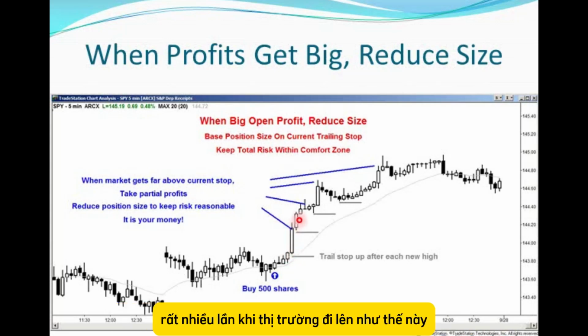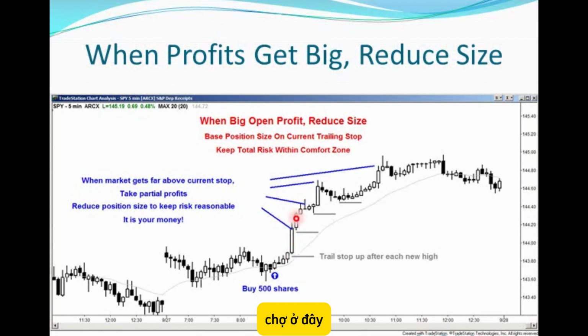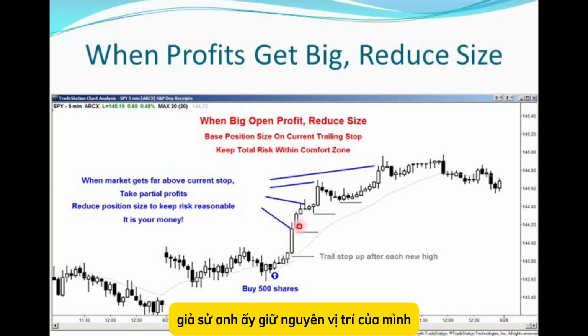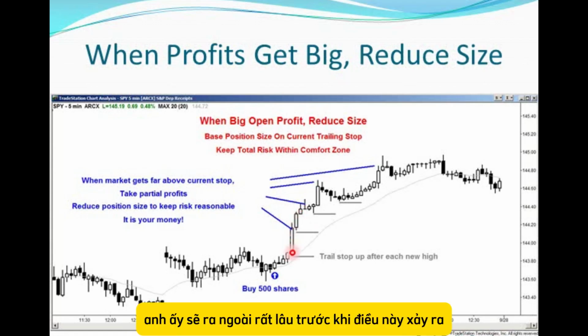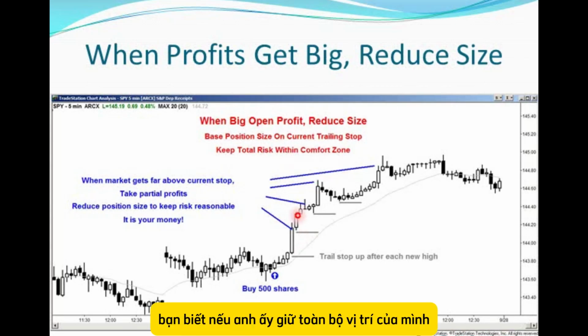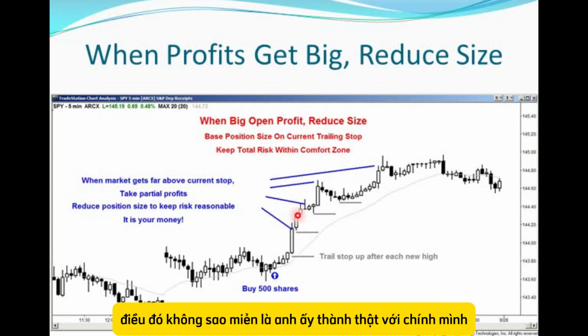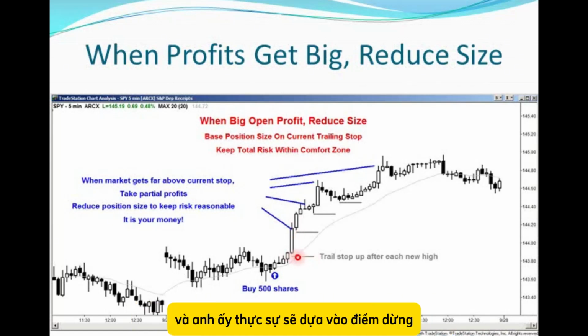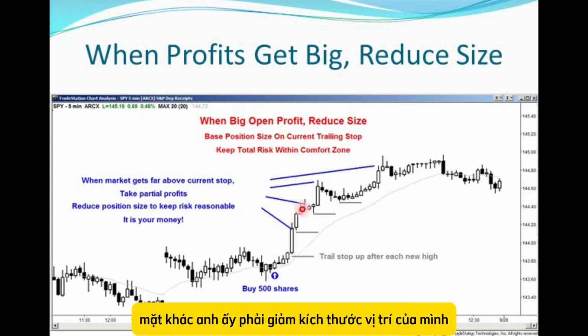A lot of times when the market's going up like this, and the market's over here, the trader thinks his stop is down here, but he's really not risking that. Let's say he keeps his full position on. He'll get out long before this. So he thinks this is his stop, but it really is not. It'll be somewhere up in here. So, a lot of times, if he keeps his full position on, that's okay, as long as he's honest with himself and he's not actually using a stop way down here. If he's extremely disciplined and he truly is going to rely on the stop, he has to reduce his position size.